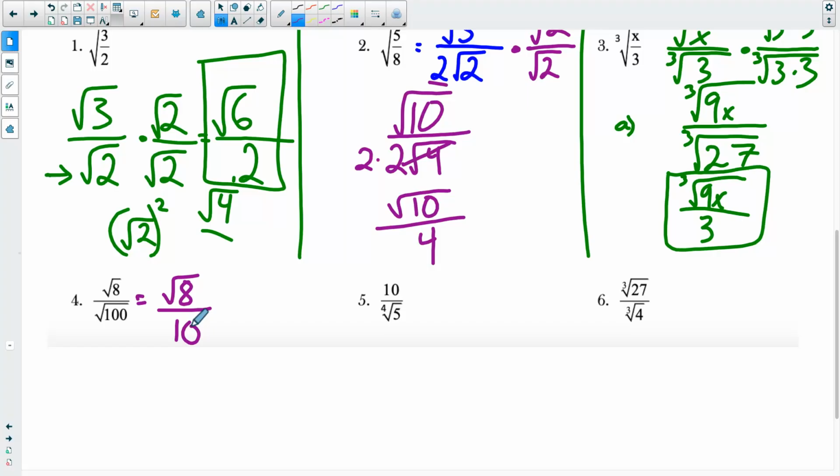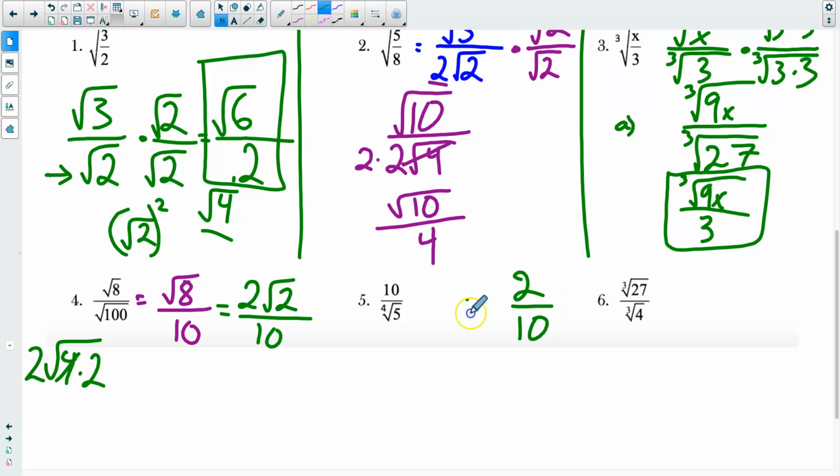Square root of 8, I just told you up here, is always going to be, and I'll just show it really quick, 4 times 2. So then this becomes 2 on the outside. So this is going to be 2 square roots of 2 over 10. If you got that, you're doing a little bit better, but it's still not done. And it's not done because of this.